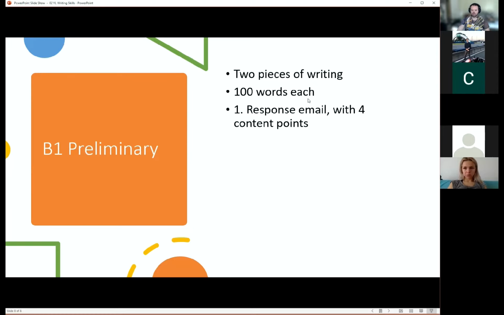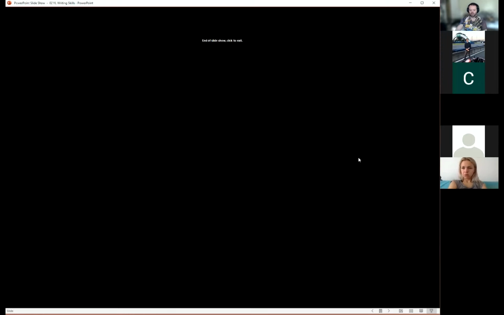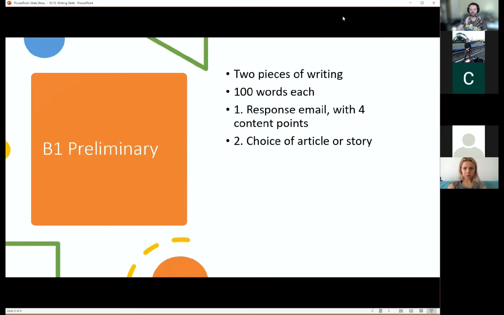The first piece of writing that they need to produce is a response email. So it's not just an email that's contextual like in the A2 key. Here we are given the original email and we need to respond, covering all 4 of the content points. And then in the second writing task, they have a choice of either writing an article or a story. So let's take a quick look at that then.